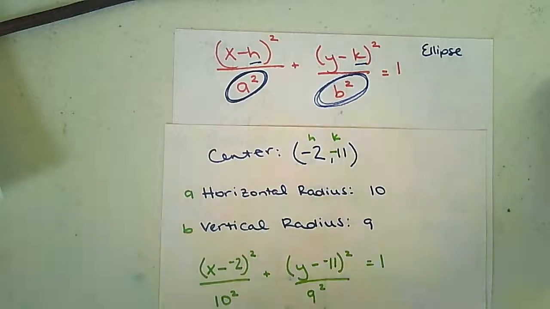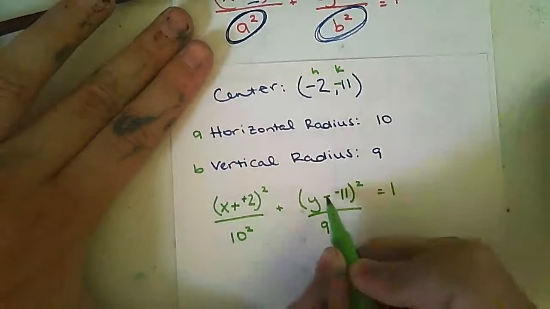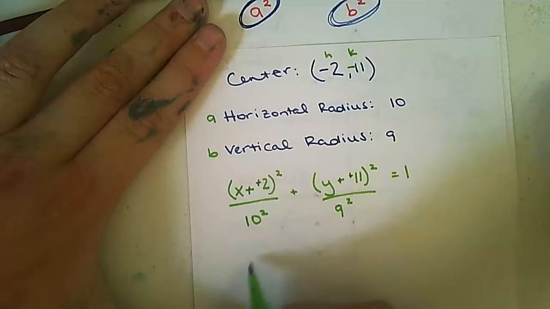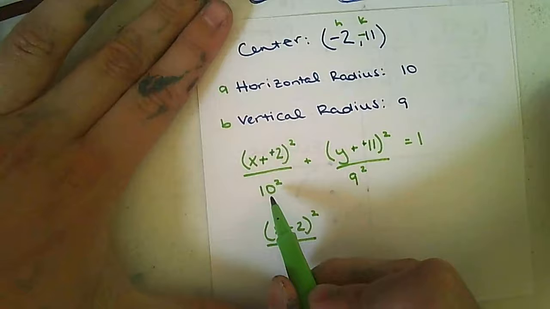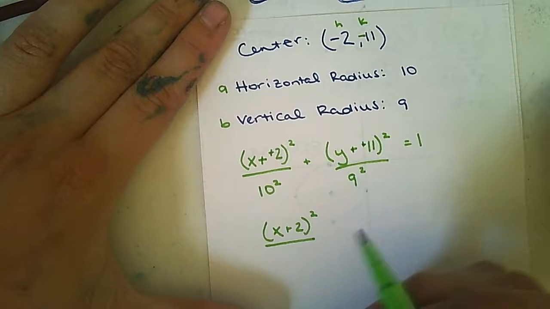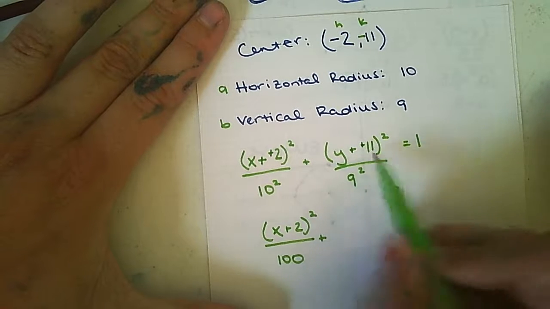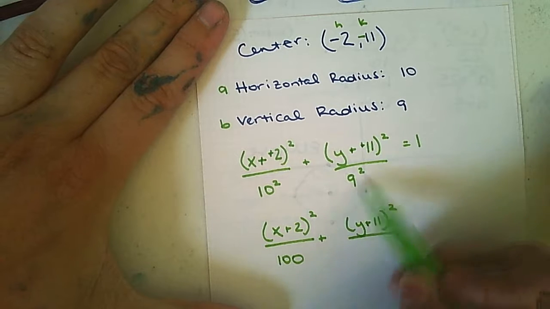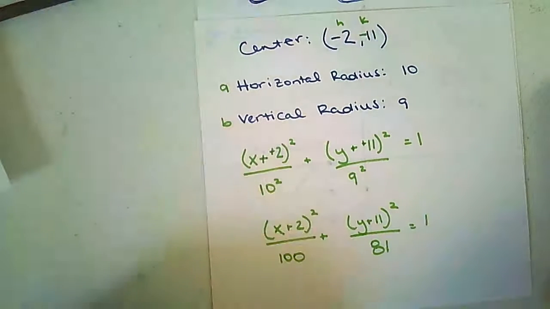Now let's go ahead and clean this up. We know minus a negative is really a positive. Same thing over here, minus a negative is a positive. So I'm going to rewrite that as x plus 2 squared. And down here I can clean this up: 10 squared, 10 times 10 is 100. Same thing over here, I'm going to rewrite that so it looks a little neater. And 9 squared, 9 times 9 is really 81. So that would be my equation of that ellipse.